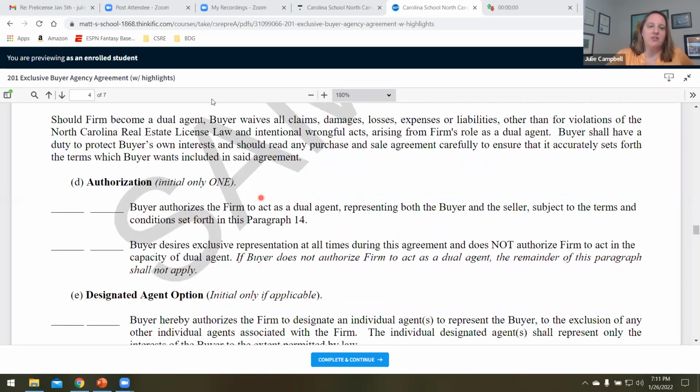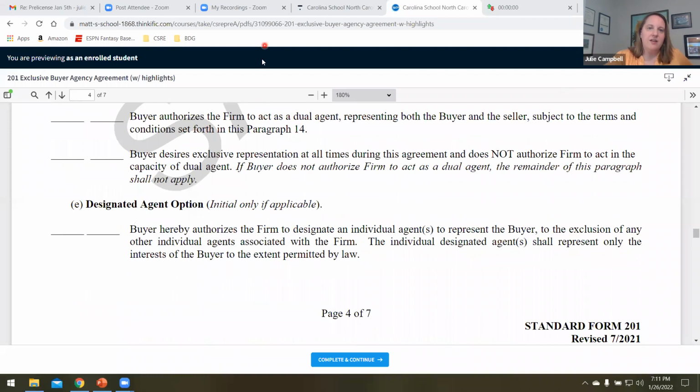Once we explain dual agency, either the buyer authorizes the firm to act as a dual agent, or they do not authorize the firm to act as a dual agent. We get a yes or a no. And if they say yes, does the buyer authorize designated dual agency? So again: listing agreement, buyer's agency agreement, unit 7, license law and commission rule.